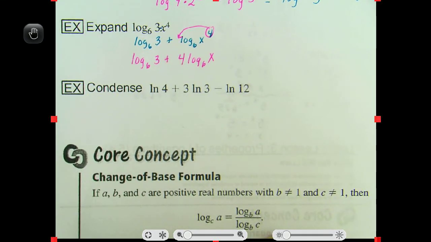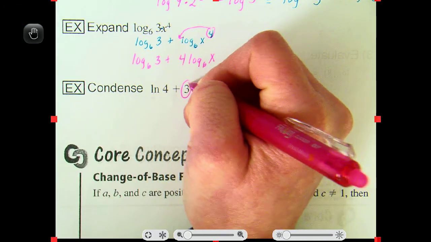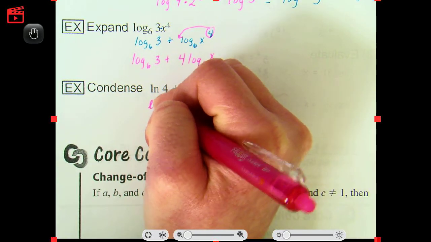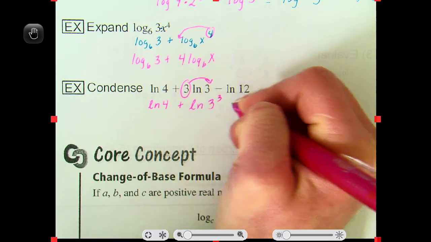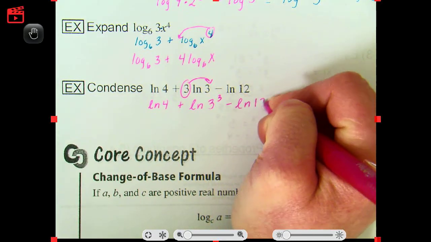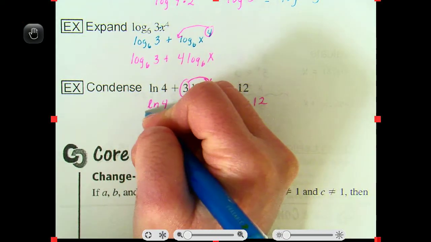And then another one where they want us to condense, but it's with natural logs. I'm going to have to start by making this 3 a power. So I have the natural log of 4 plus the natural log of 3 cubed minus the natural log of 12.